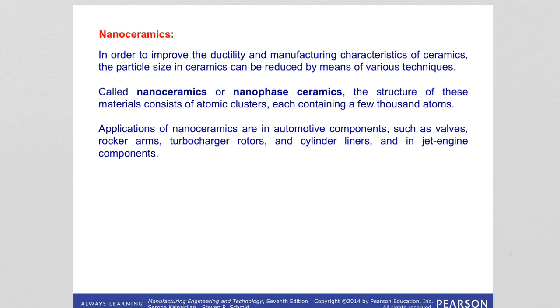Automotive parts, rocket arms, turbocharger rotors, jet engine components. The difference between nanoceramics and conventional ceramics is that they exhibit ductility at lower temperatures, because ceramics are more brittle, right? And this prevents many of the application areas of ceramics, because metals are ductile, which makes them suitable for various applications, but ceramics are brittle. To overcome this problem, nanoceramics are obtained.